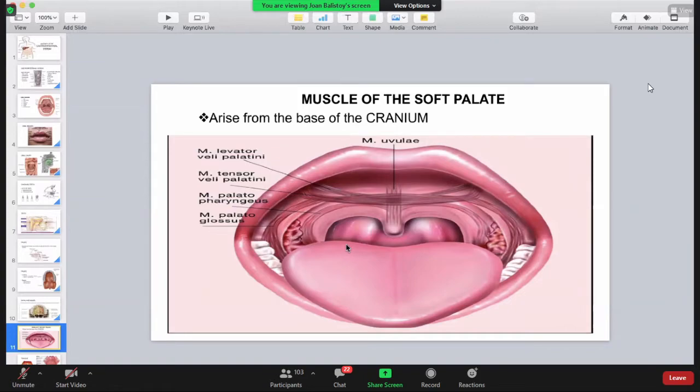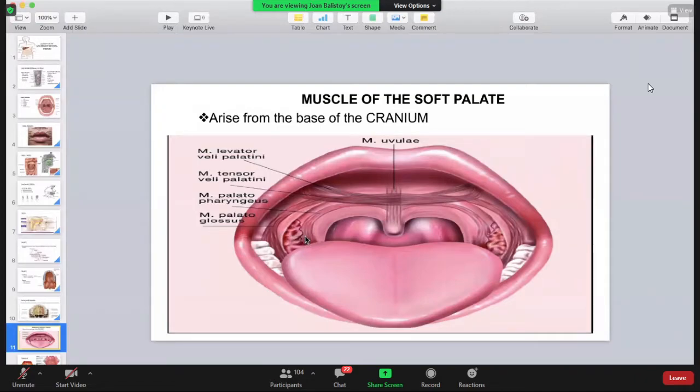How about the palatopharyngeus? This one. It inserts into the hard palate aponeurosis as well as the lateral wall of the pharynx. Again, innervated by the vagus nerve. So what does it do? It pulls the walls of the pharynx for swallowing. So for you to swallow, this muscle has to contract. The palatopharyngeus muscle.